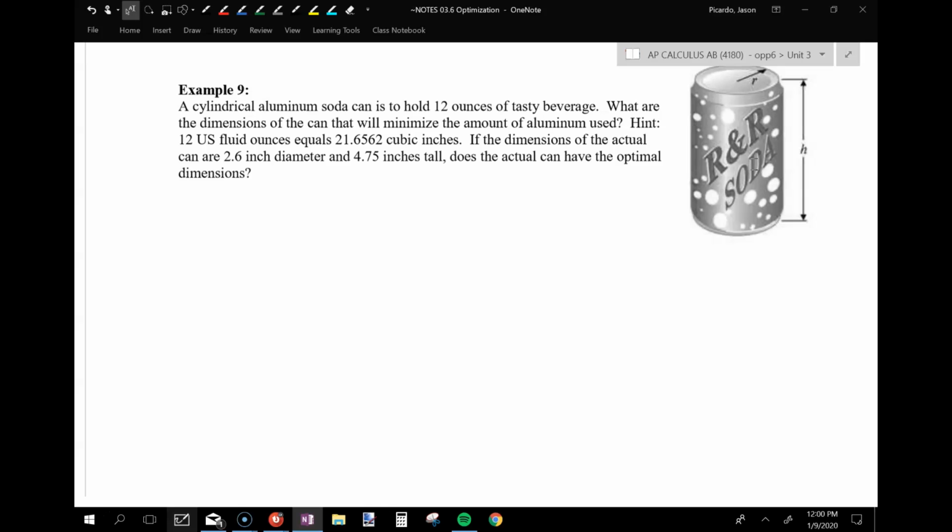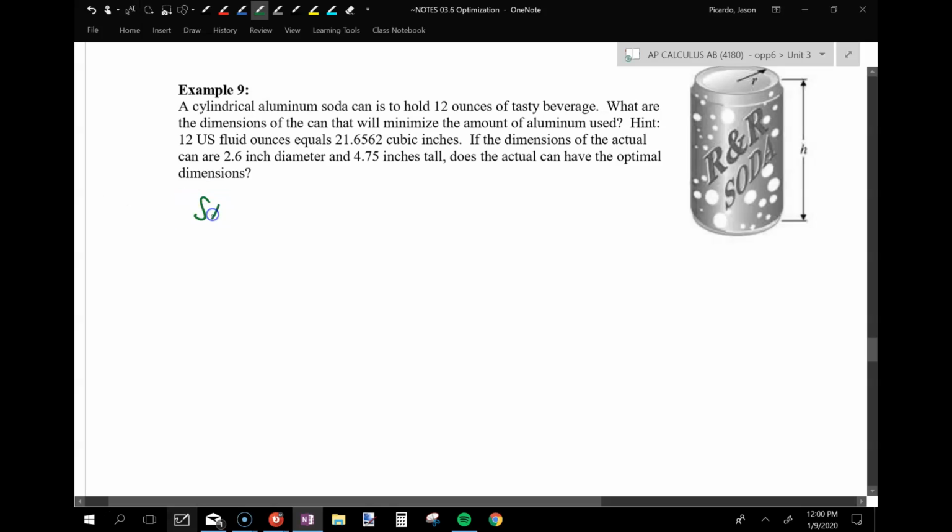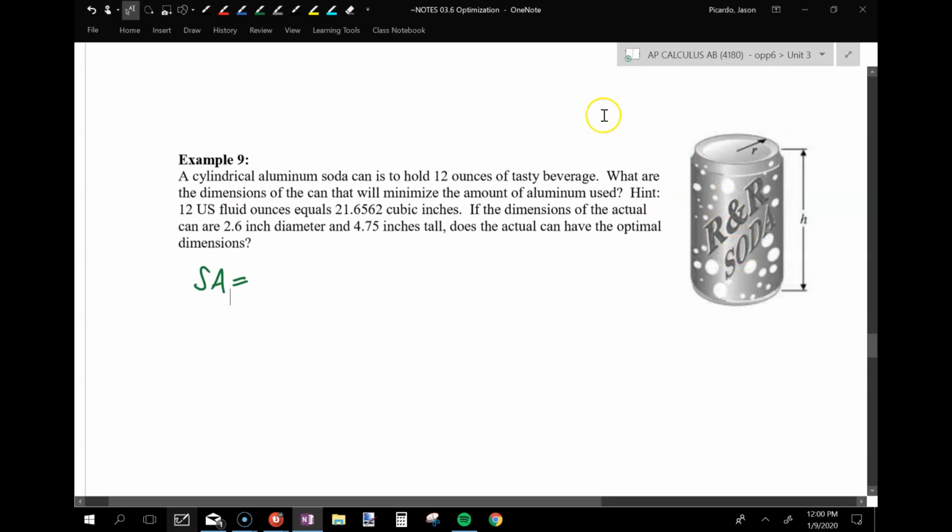So here's what we got. We have a surface area formula. And the surface area of this object is going to be what? Well, I have a top, which is a circle. And how do I find the area of a circle? Pi r squared. Well, how many of those are there? There's 2 of them. Now I know that the one on a can is not flat.